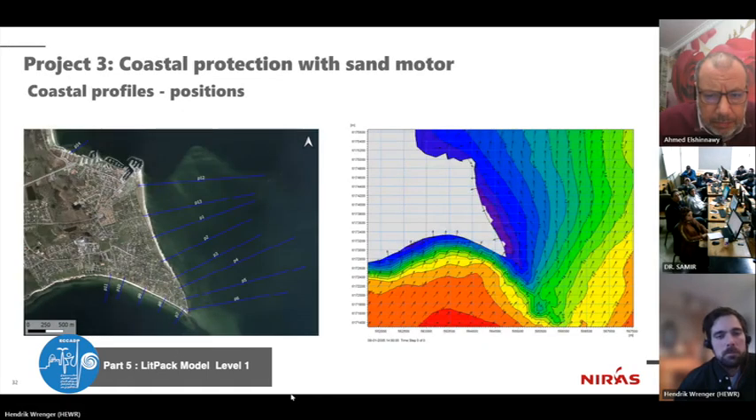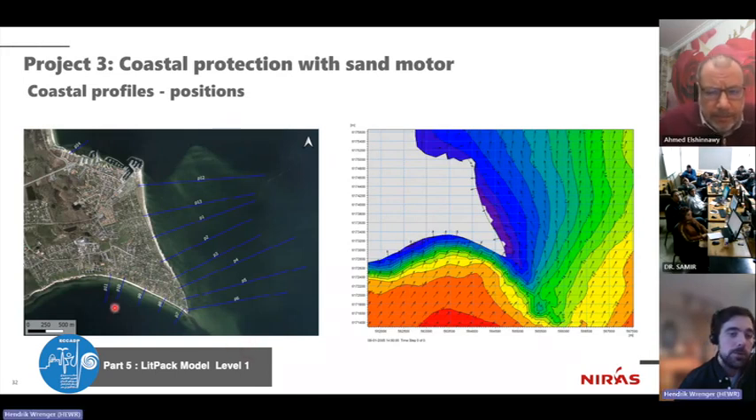And then we still need to choose profiles. I mean, we have the tools that we have. We as engineers, we need to make an assessment. So we're choosing profiles, and we identified them like that.